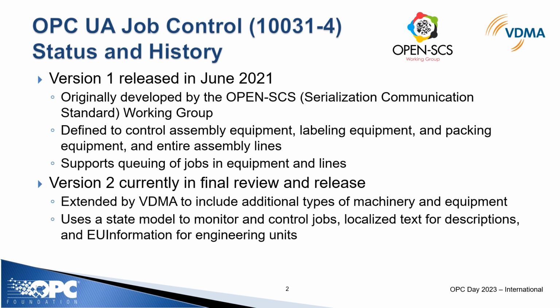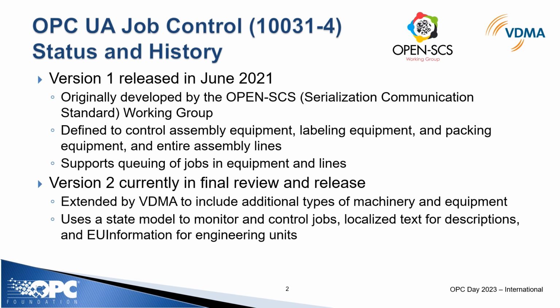First, a little bit of history. The OPC UA Job Control Specification 10031-4 was first released in June 2021. It was developed by a group called OPEN-SCS, the Serial Communication Standard Working Group. This is a standard that is looking at serialization of products primarily in the life science industry, but also in multiple other industries. This was really defined to control assembly equipment, labeling equipment, which you need for serialization labels, packaging equipment, entire assembly jobs, and these sorts of things. And it supported the concept of queuing jobs on equipment and lines.